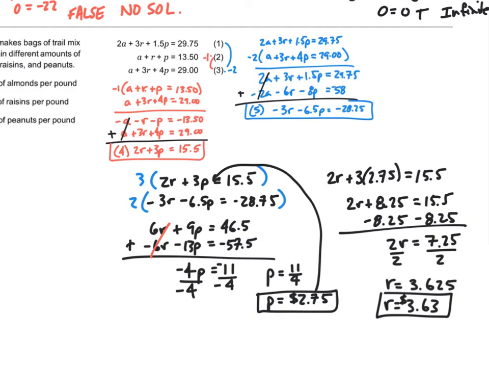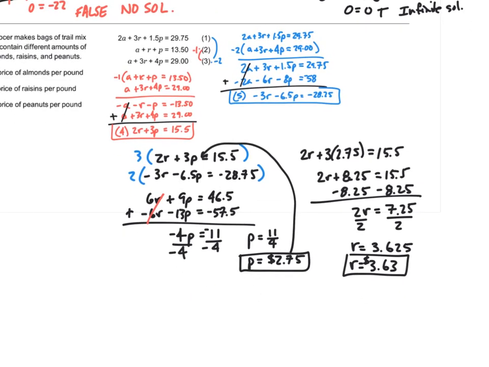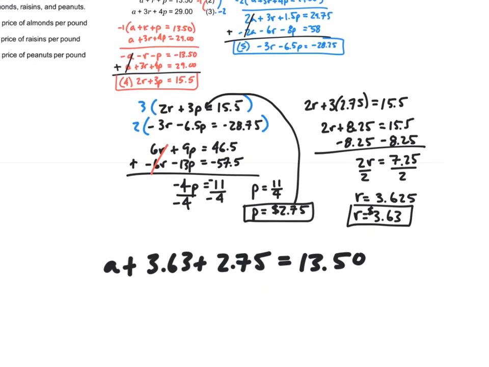Okay, now I'm going to plug these into just this second equation here. That seems to be the easiest, and solve for A. So I've got A plus R, which is $3.63, plus $2.75, and that's going to equal $13.50. Okay, so if I add $3.63 plus $2.75, that's going to give me $6.38.